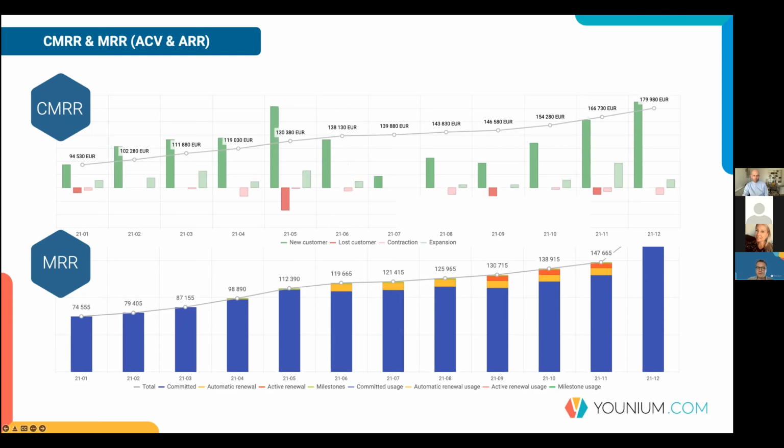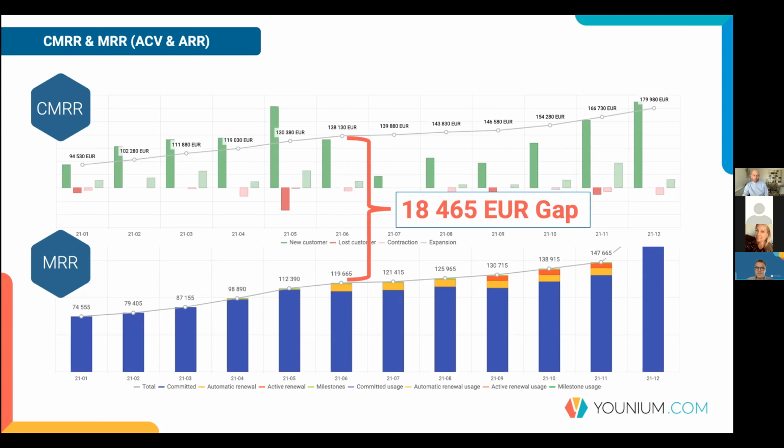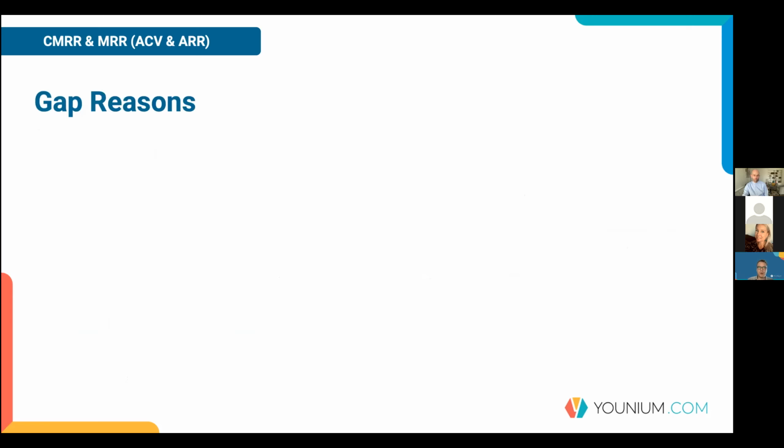And here is where you might ask yourself, okay, why is this? Why is there an 18,000 euros gap between the CMRR and MRR in June? So the reason behind this is exactly what happened in our example: there was a delay in the effective start date. The customer didn't start using our service the exact day they signed up for the service, right? And this is what's common in B2B, that these things happen, right?